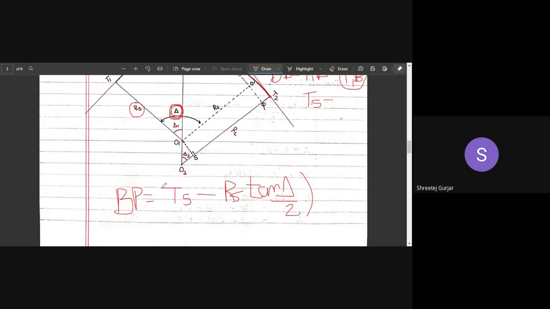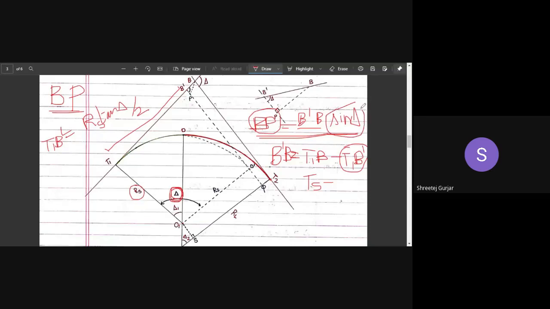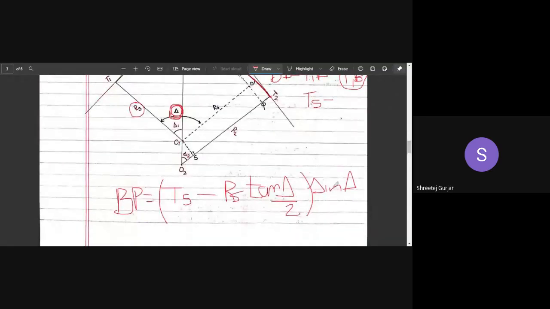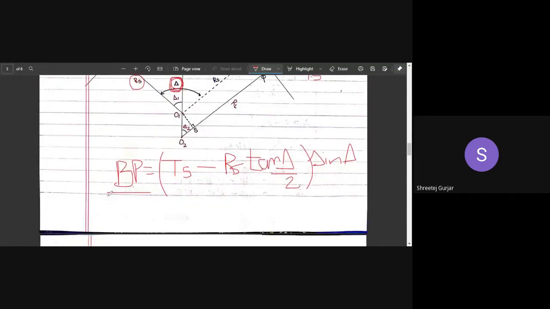This is in bracket into sine delta. Where is sine delta coming from? Sine delta is here. The same thing I have continued over here, sine delta. So we have calculated successfully BP. Now all these terms are known.